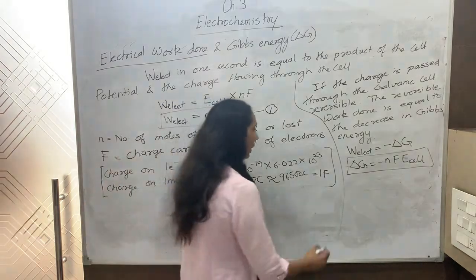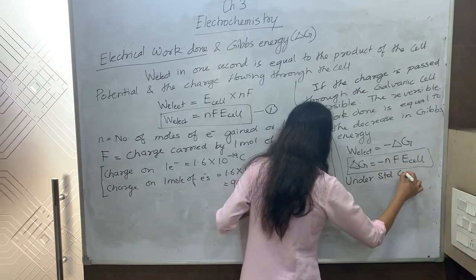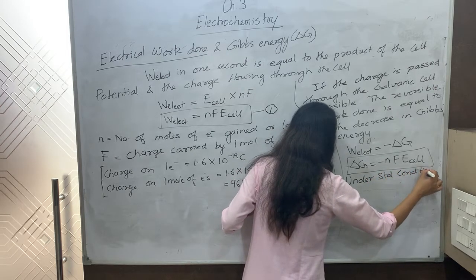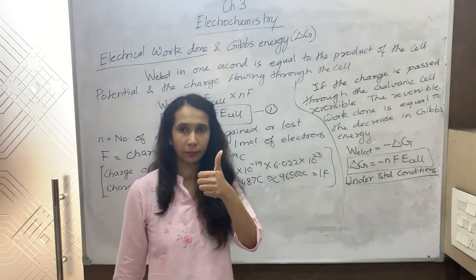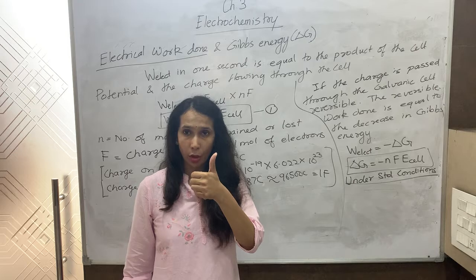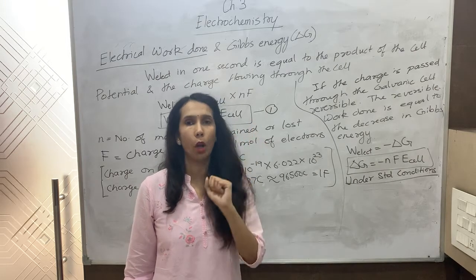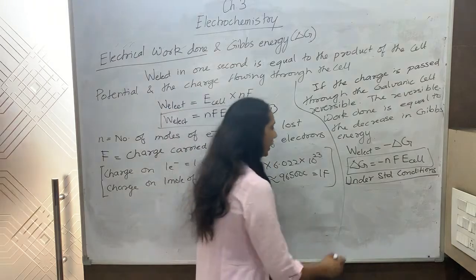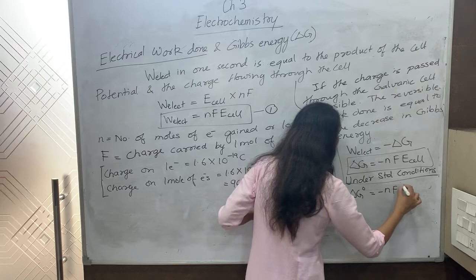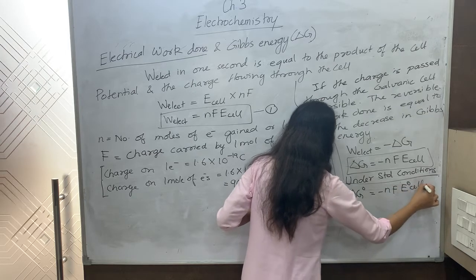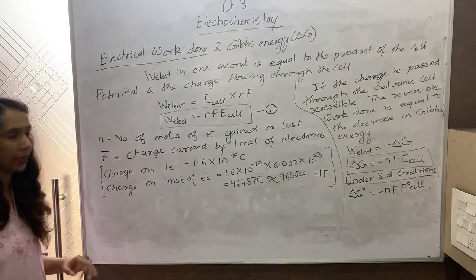Now, we know that under standard conditions, we have done it earlier also, there are 3 conditions: 1 bar pressure, 298 Kelvin temperature, and 1 M concentration. I represent delta G naught as standard Gibbs energy, and that will be equal to minus NF E naught cell, where E naught cell is the standard cell potential.